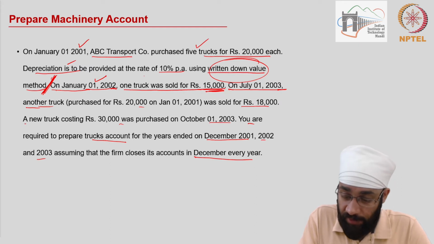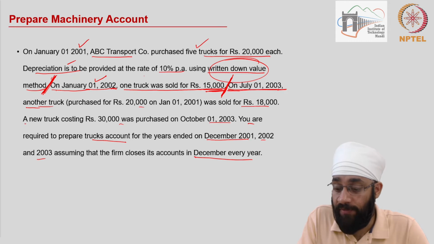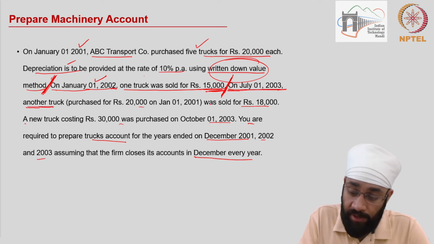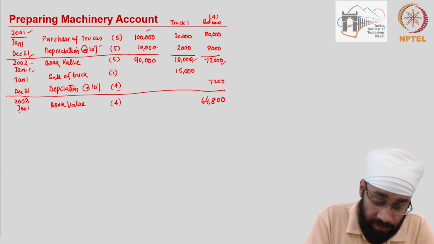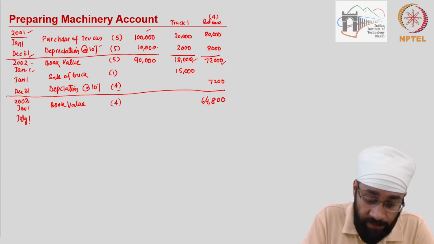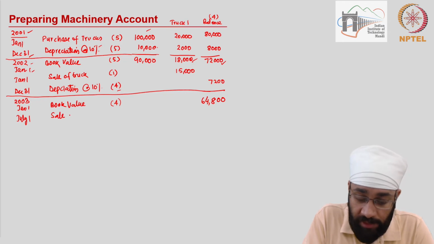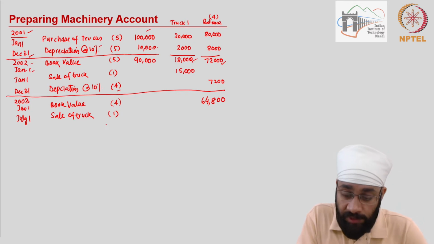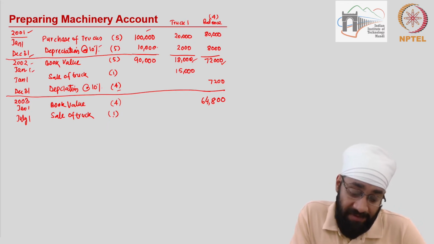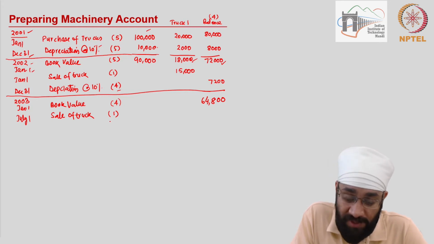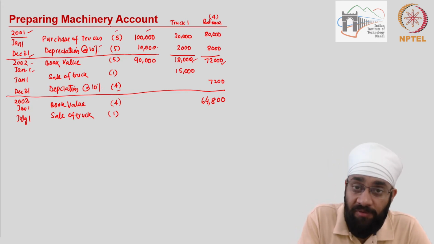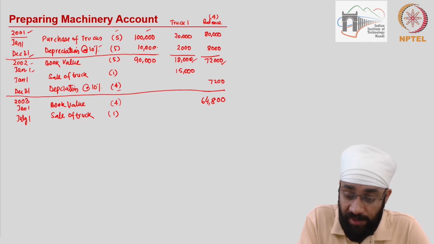So 2003 here. So the next year begins here. On July 1st, 2003, another truck was sold for 18,000. July 1st. So I'm going to write July 1st. You sell another truck. Sale of truck. 1 truck is being sold. Now again I have to figure out the book value of this 1 truck which was purchased at the beginning of the whole thing for 20,000.